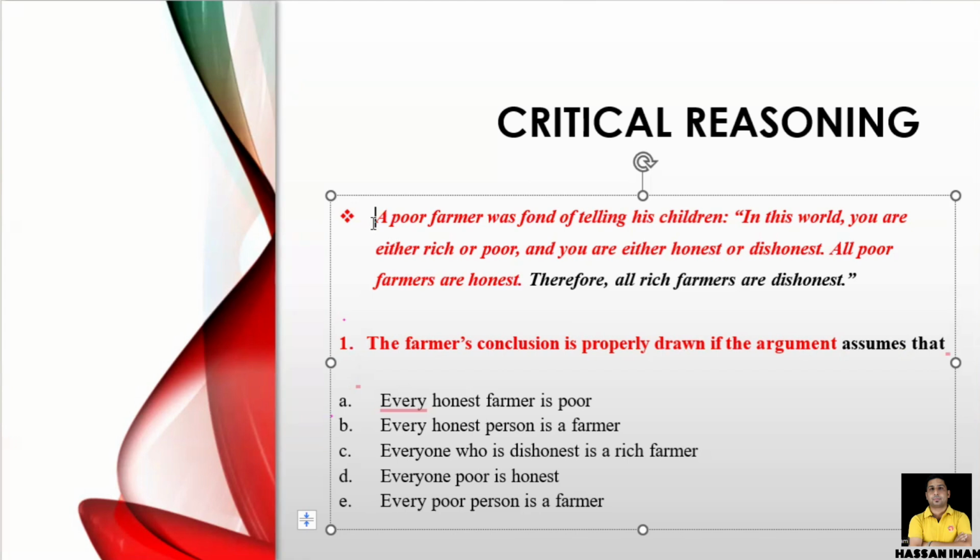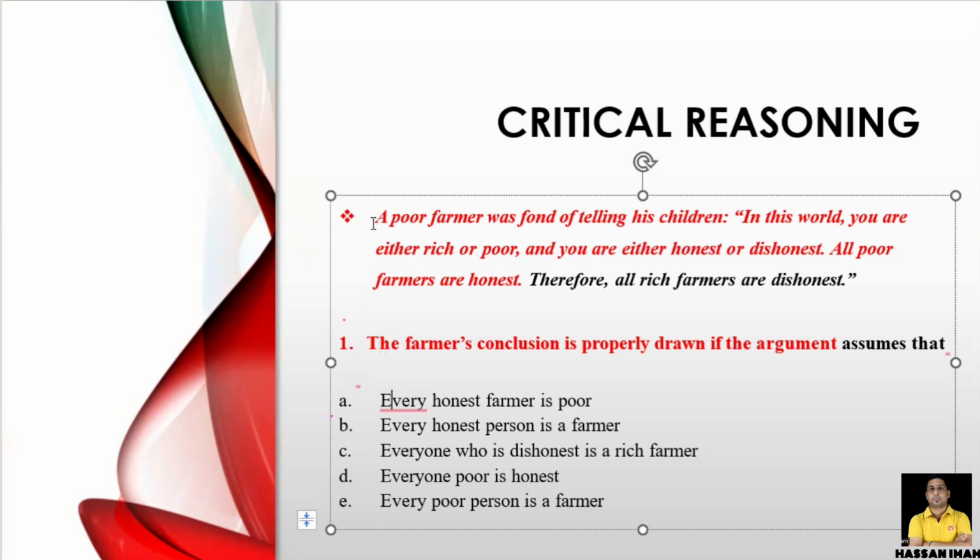So author believed that either one can be honest and then poor, or dishonest and rich. So all poor farmers are honest, therefore all rich farmers are dishonest. Let us understand and try to solve the question. So the farmer's conclusion is properly drawn if the argument assumes that. The farmer's conclusion is properly drawn.